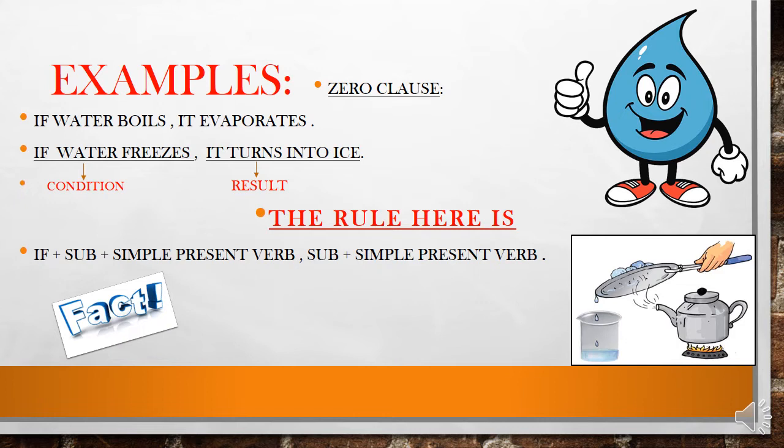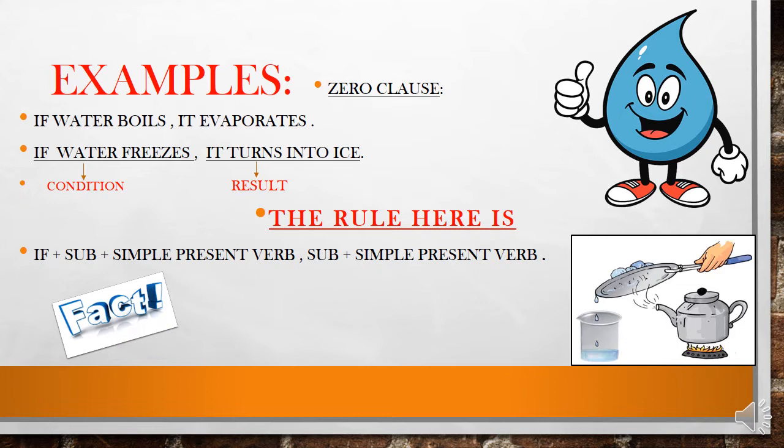What is a zero condition? In this case, we are talking about scientific facts only, and in any scientific fact we cannot change the fact. That's why we call it zero condition. Now here we have two examples. Number one, if water boils, it evaporates. If water freezes, it turns into ice.